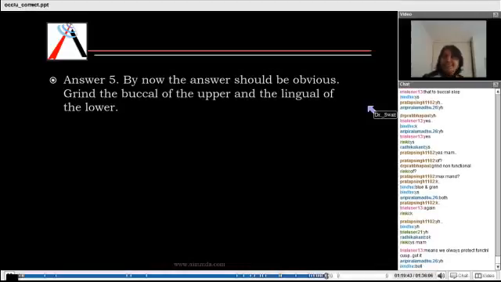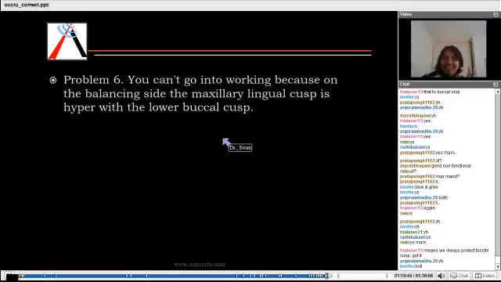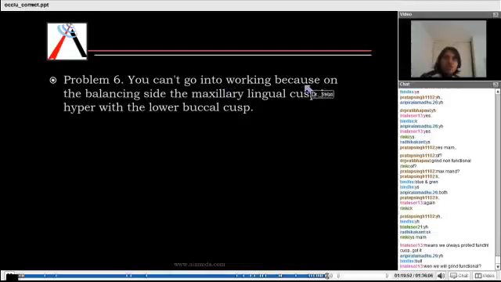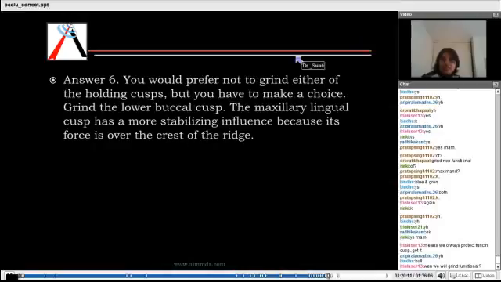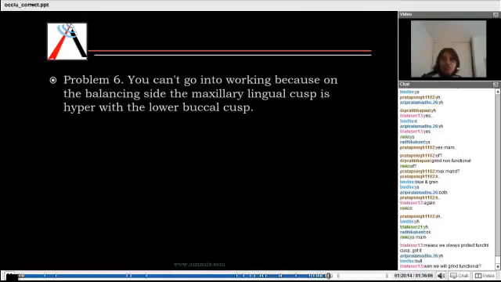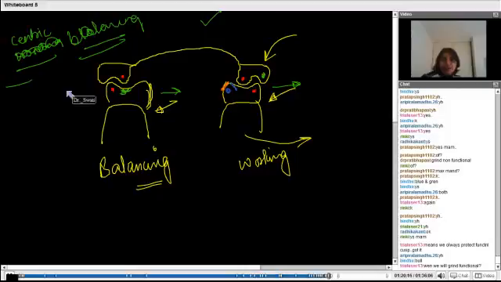Got it. Now let's create more problem. Okay. You can't go into working side because on the balancing side, maxillary lingual cusp is hyper with the lower buccal cusp. Now the problem comes. Maxillary lingual is hyper with the lower buccal cusp. Right? Oops. Wait. I'm sorry to give you the answer.